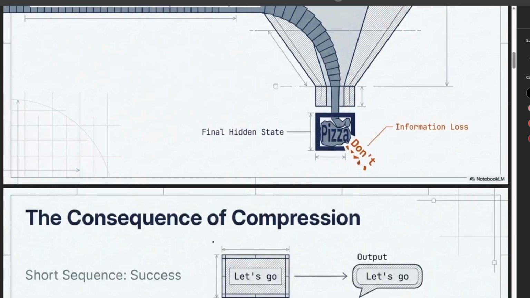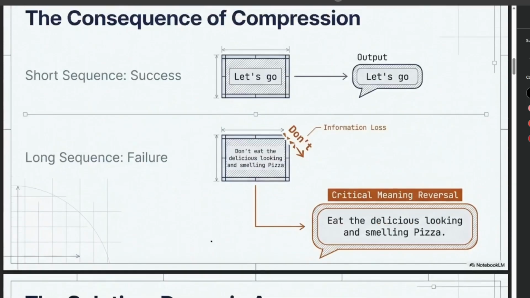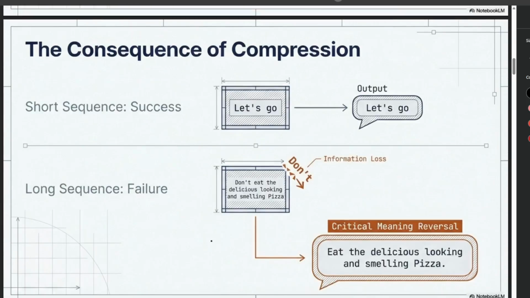So this compression creates an information bottleneck. Like, imagine describing the entire universe in a single vector. You're going to lose details.